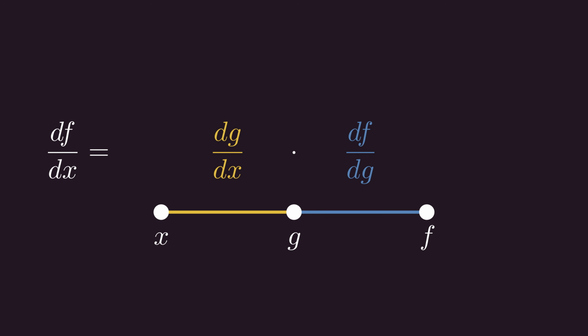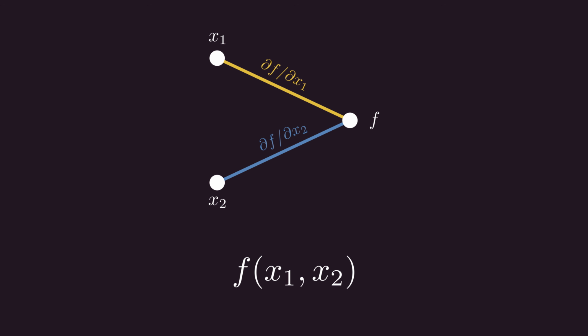What about multivariable functions? Let's keep the number of variables at 2 for simplicity. In this case, we have two input variables x1 and x2 and the output variable f. Both x1 and x2 are connected to f. Okay, now let's add one more layer of complexity, composite multivariable functions.